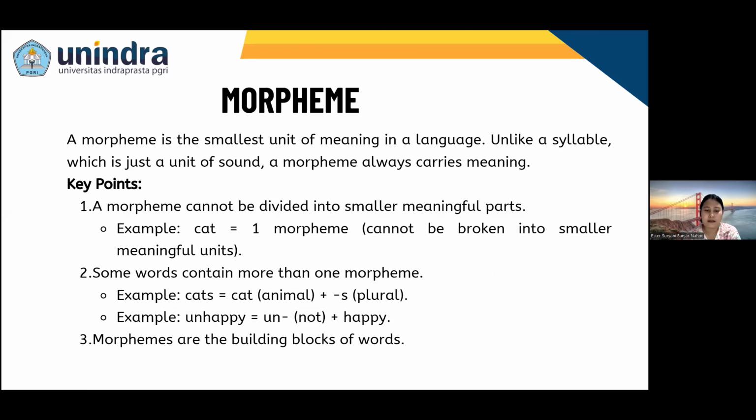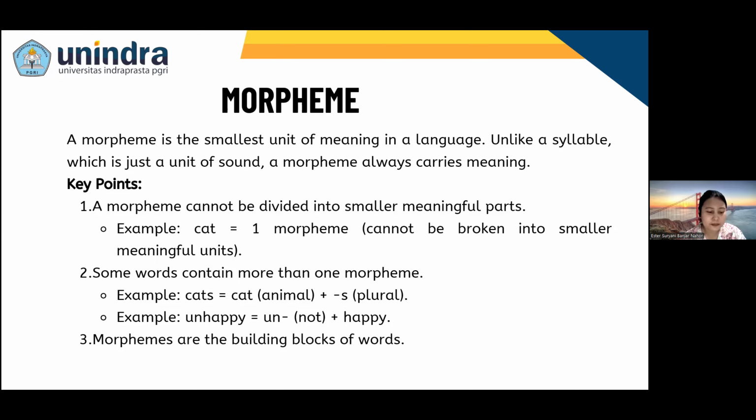A morpheme is the smallest unit of meaning in language. Unlike a syllable, which is just a unit of sound, a morpheme always carries meaning. The key point: a morpheme cannot be divided into smaller meaningful parts. For example, cat has only one morpheme because it cannot be broken into smaller meaningful units. Second, some words contain more than one morpheme. For example, cats has two morphemes: cat, the animal, and s as plural. Another example, unhappy has two morphemes: un, meaning not, and happy. Third, morphemes are the building blocks of words.